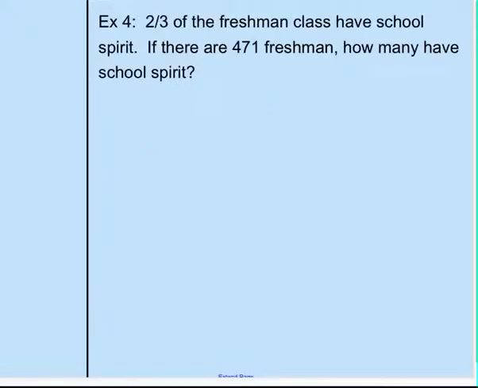And now a fraction word problem. If 2/3 of the freshman class have school spirit, and there are 471 freshmen, how many have school spirit? So we have to take 2/3 times 471, and I'm going to make that into a fraction. And then I am going to multiply. So I'm going to try and figure out if 471 is divisible by 3. One of the divisibility rules for 3 is to add the digits together.